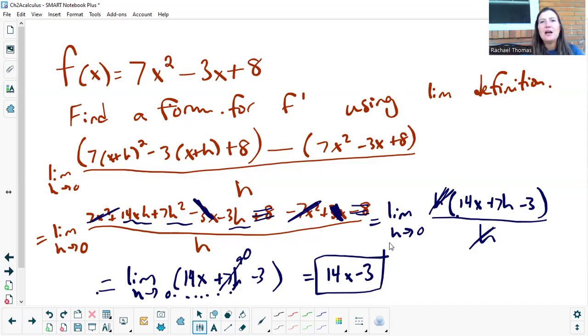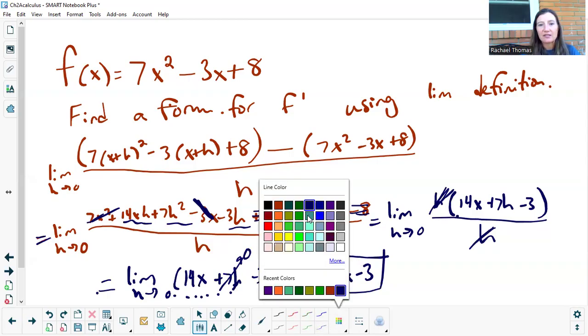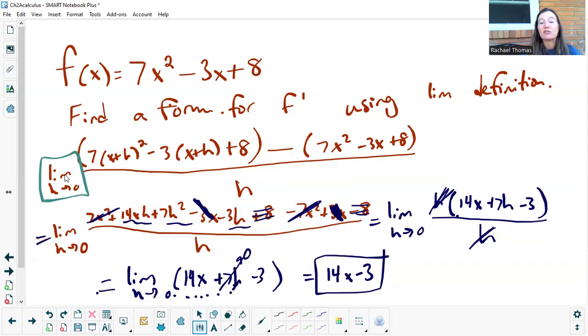A couple of things to point out. If you're taking AP Calculus, be careful not to use that equal sign unless you are sure that the things on both sides of it are actually equal, which in this context means I wrote limit as h goes to 0 every single time until I plugged in 0 for h.